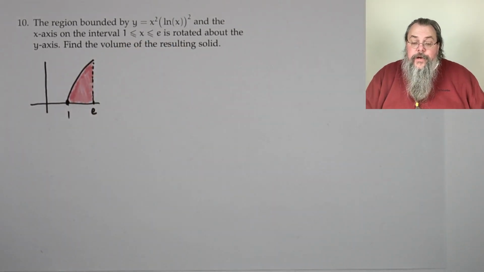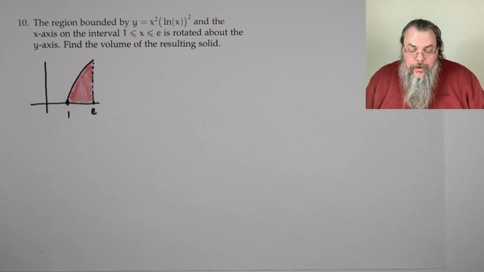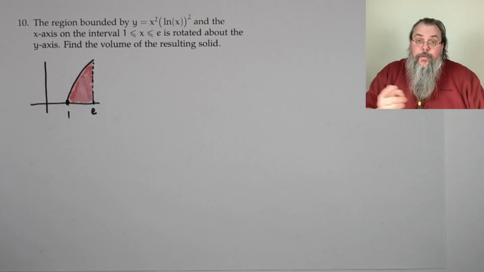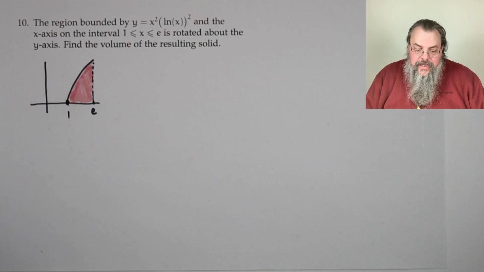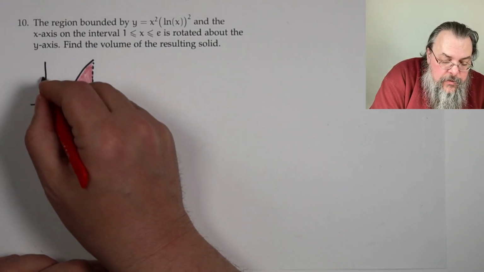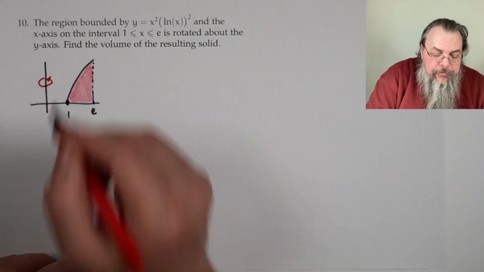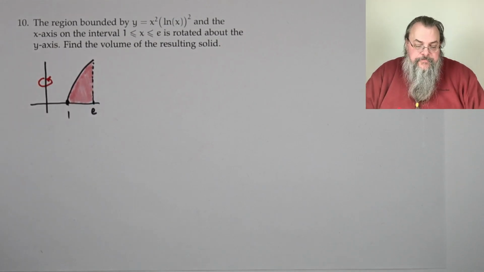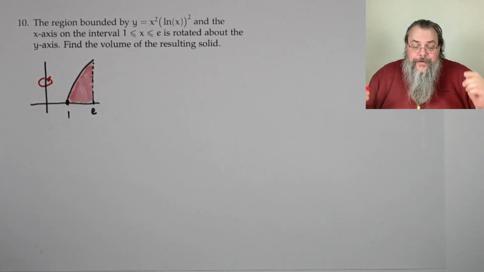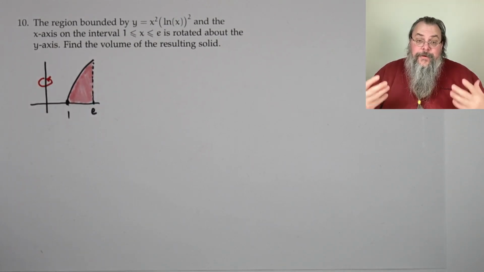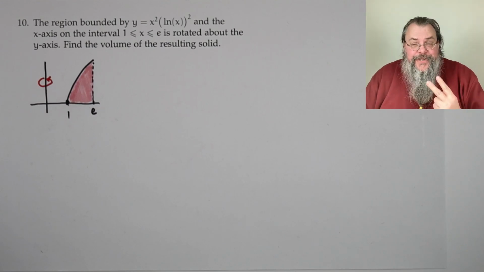Now, where are we spinning? We are rotating about the y-axis. All right, so the y-axis is here. So that's how we're spinning. And now, volume. Now, when it comes to volume, there's two options, right?